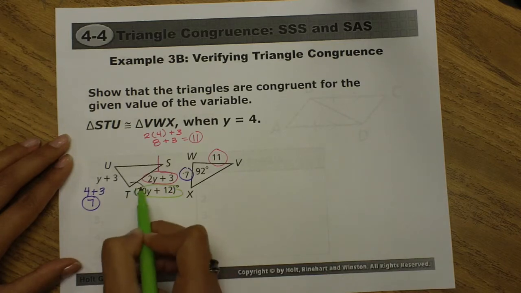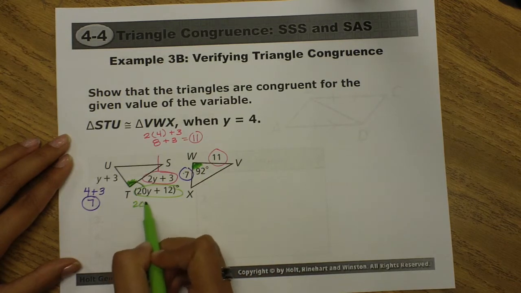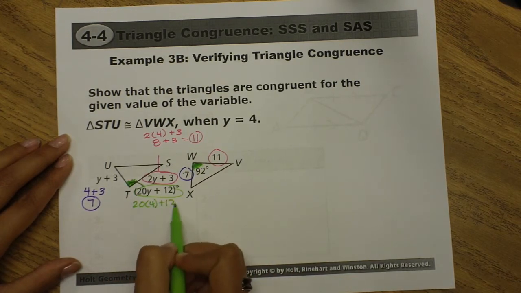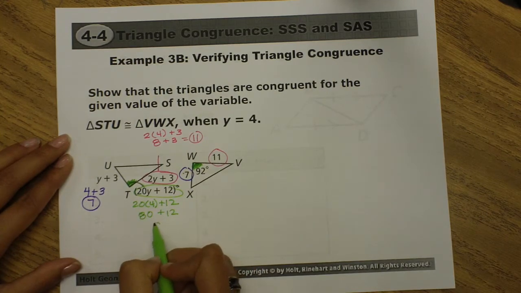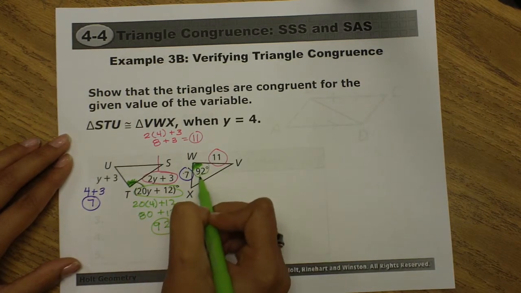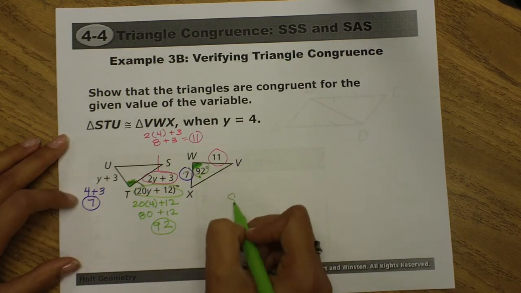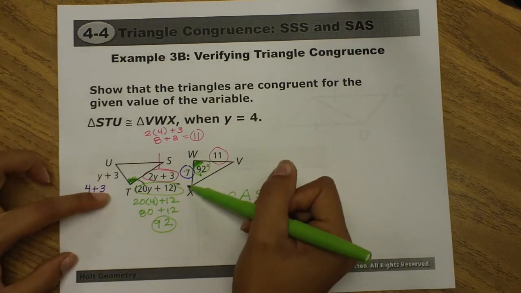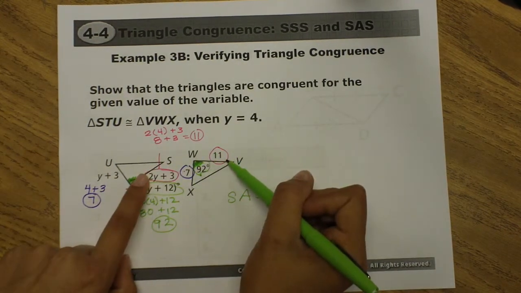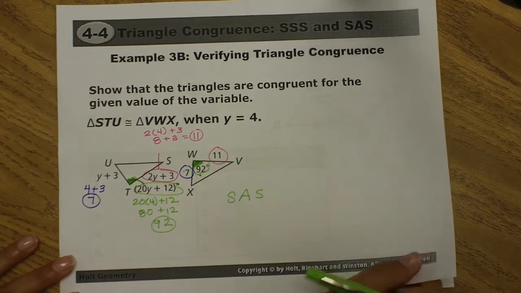And then my last one, this is the angle T, and I'm going to check to see if it matches angle W right here. So I have 20 times 4 plus 12. I get 80 plus 12, which gives me the 92, and that also matches. So I just proved these two triangles congruent by side, angle, side, because they have two matching sides, and then those two matching sides have an included angle that is also congruent.